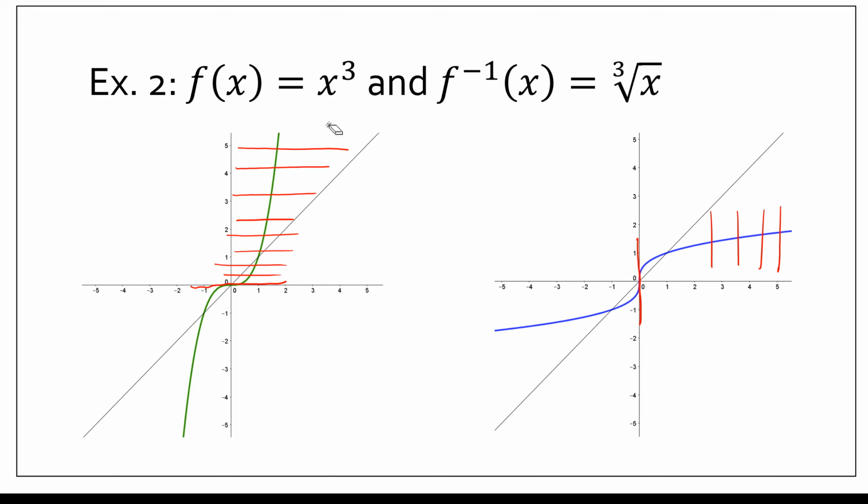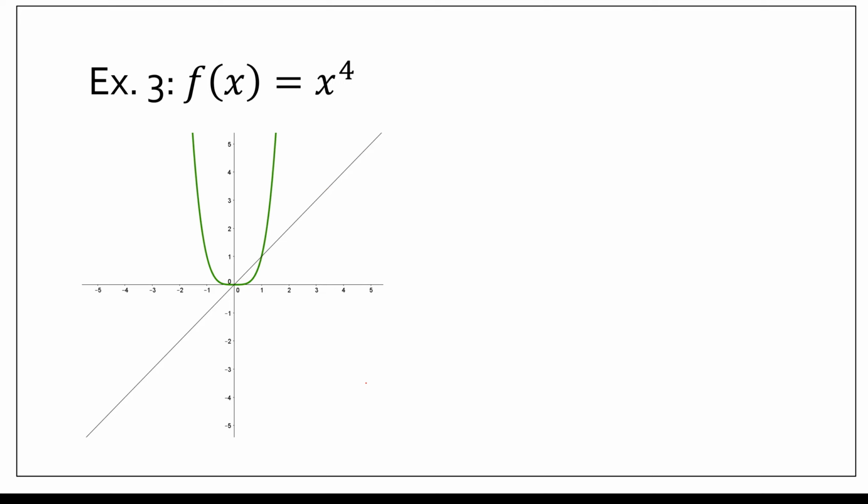So, since all these horizontal lines are only hitting 1 point, I know the vertical lines on the inverse are going to hit just 1 point, which means yes, this will have an inverse that is a function. Inverse is a function. So where could things go wrong? Let's take a look at our last example.